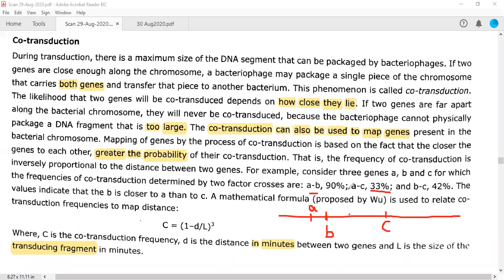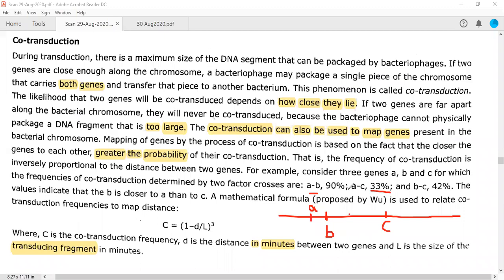Then why are you confused? Because the same example is given to tell how this mapping is being done to analyze the gene order and the distance between the genes. Okay, so no problem. I will give you another example if you are not able to understand it, right?